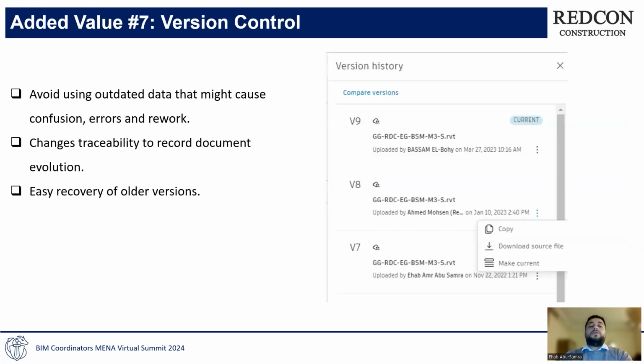Lastly comes version control. Version control is a very important aspect because you want to avoid working with outdated data that might cause confusion, errors, and rework. CDE offers the ability to record the document evolution and see what changes were made to files. It provides a clear record of the documents, which is essential for auditing and understanding how the project information has progressed. It also enables recovery of all older versions if needed.